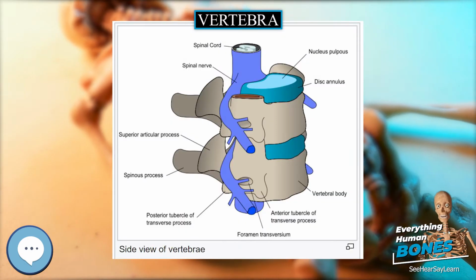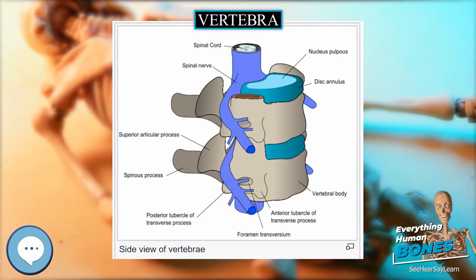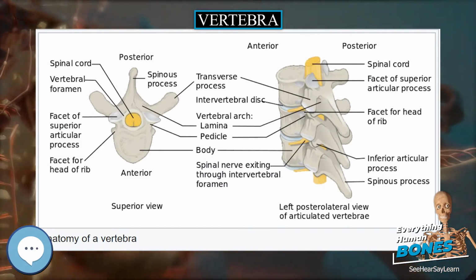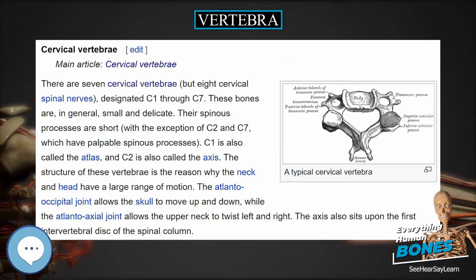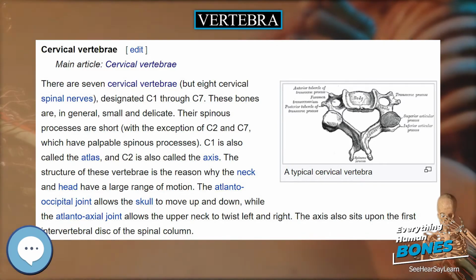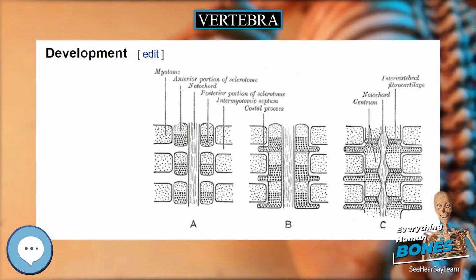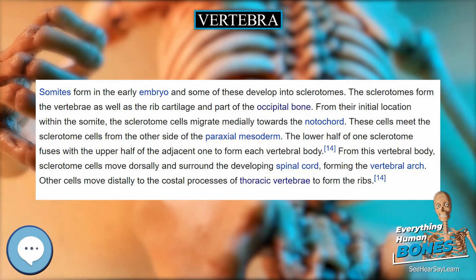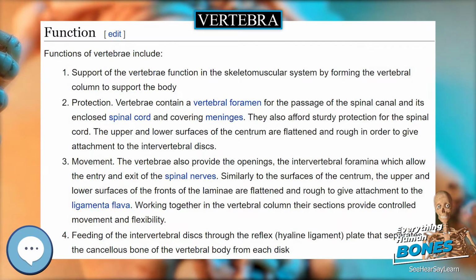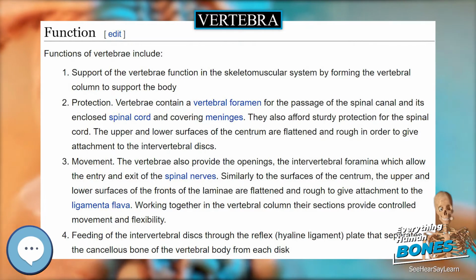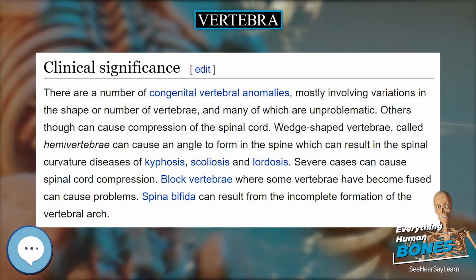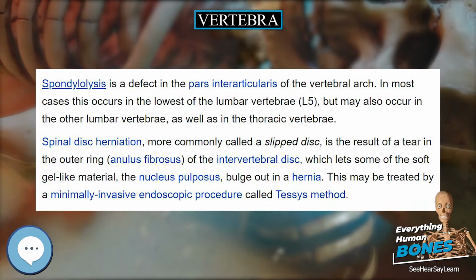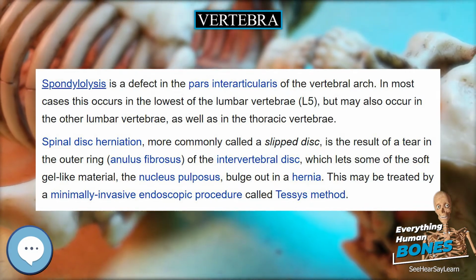Cervical vertebrae. There are 7 cervical vertebrae, but 8 cervical spinal nerves, designated C1 through C8. These bones are, in general, small and delicate. Their spinous processes are short, with the exception of C2 and C7, which have palpable spinous processes. C1 is also called the atlas, and C2 is also called the axis. The structure of these vertebrae is the reason why the neck and head have a large range of motion. The atlanto-occipital joint allows the skull to move up and down, while the atlantoaxial joint allows the upper neck to twist left and right. The axis also sits upon the first intervertebral disc of the spinal column.